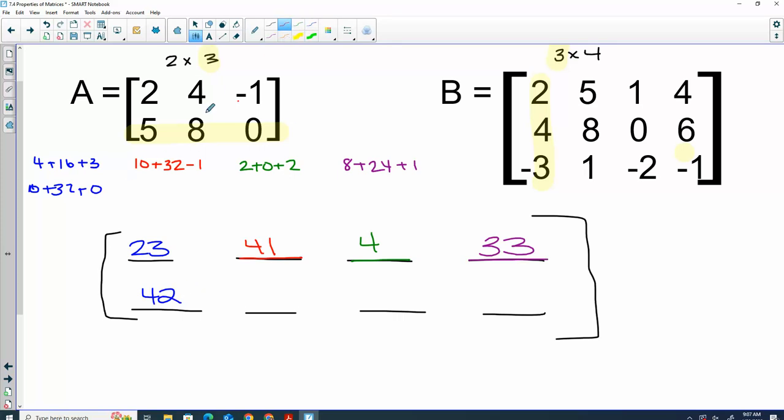Now I have to take the second row times the second column. So 5 times 5 is 25. 8 times 8 is 64. 0 times 1 is 0. So add those together, we get 89.